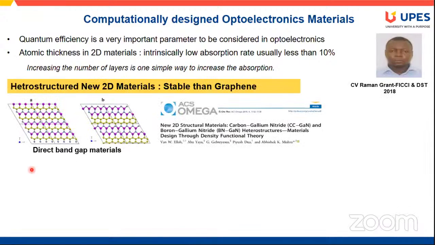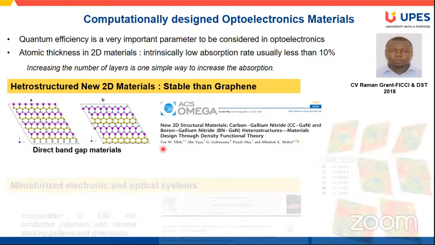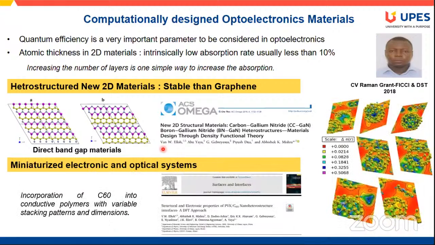There's another work with University of Ghana, where this guy worked on the optoelectronics materials, and this is one of the beautiful materials where we proposed the new materials. Gallium nitride 2D materials people are working on, but we tried to mix it with the graphene and boron nitrides. And what we found is that these materials are even more stable. We are working on the other optoelectronics applications as well.